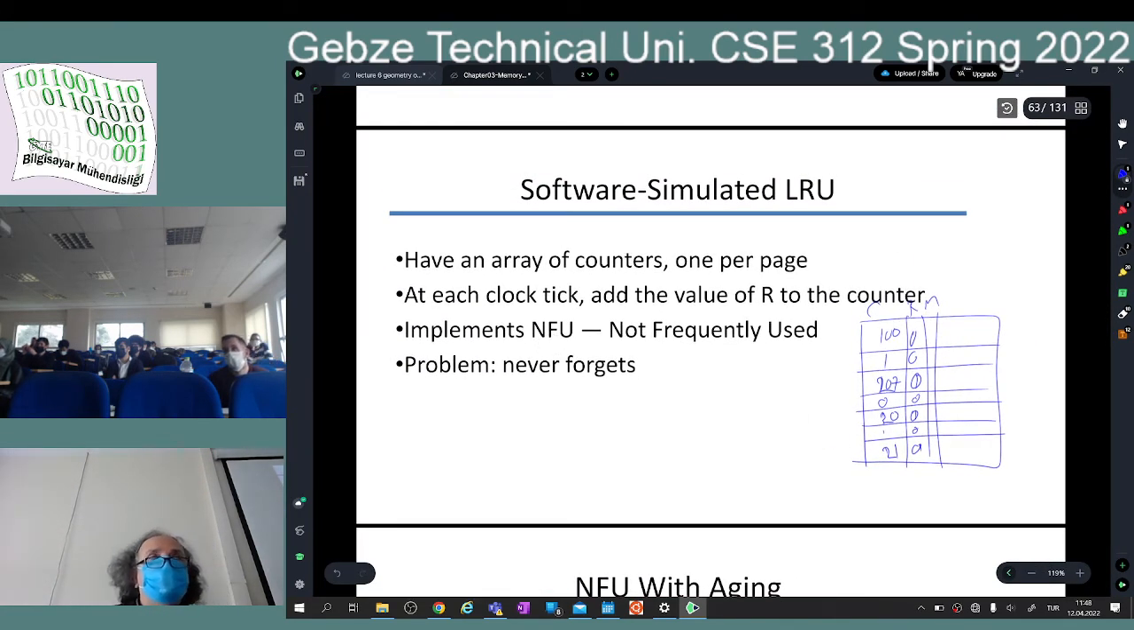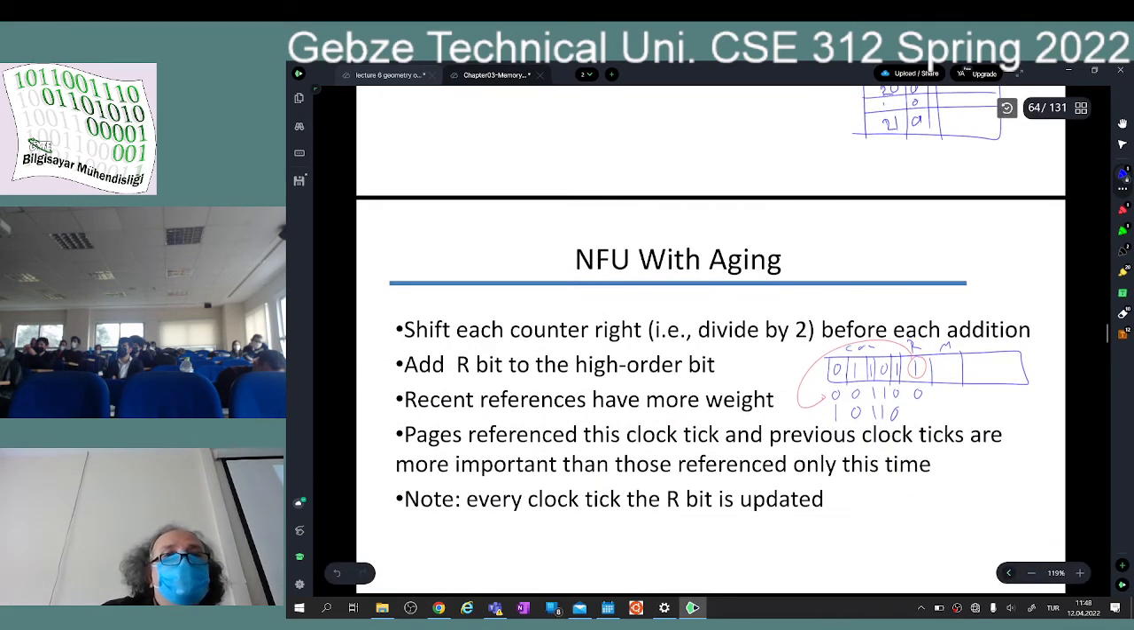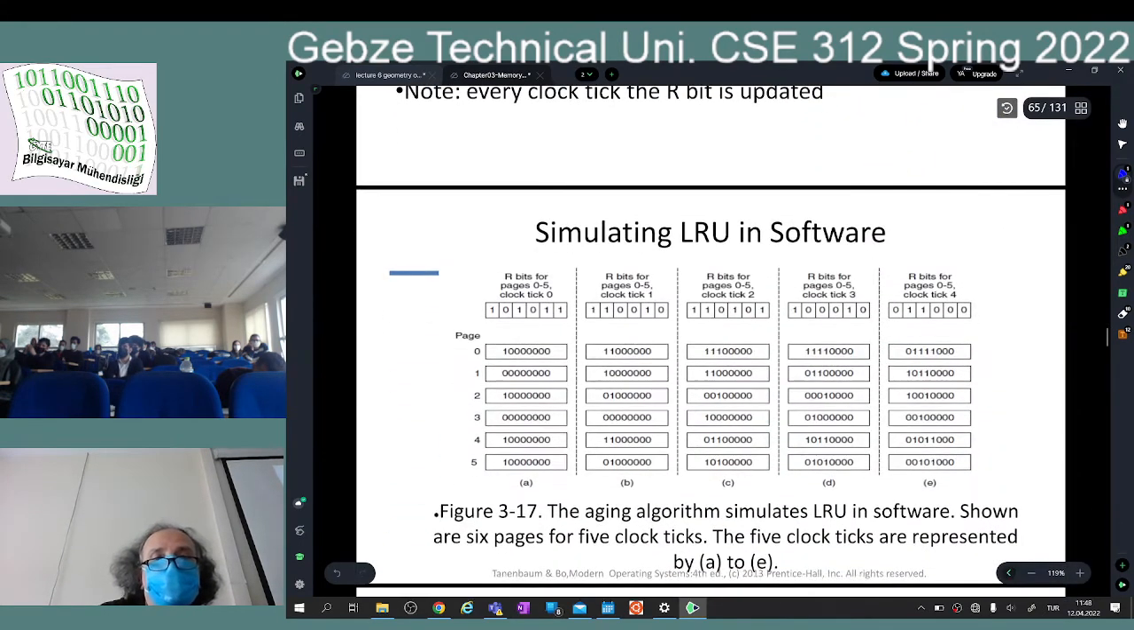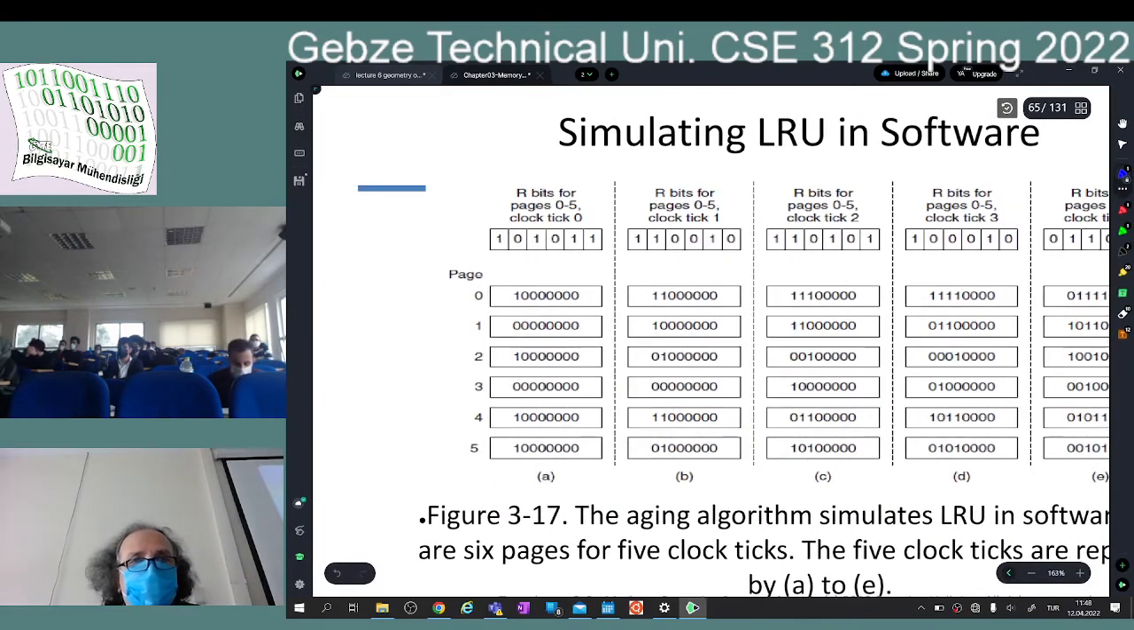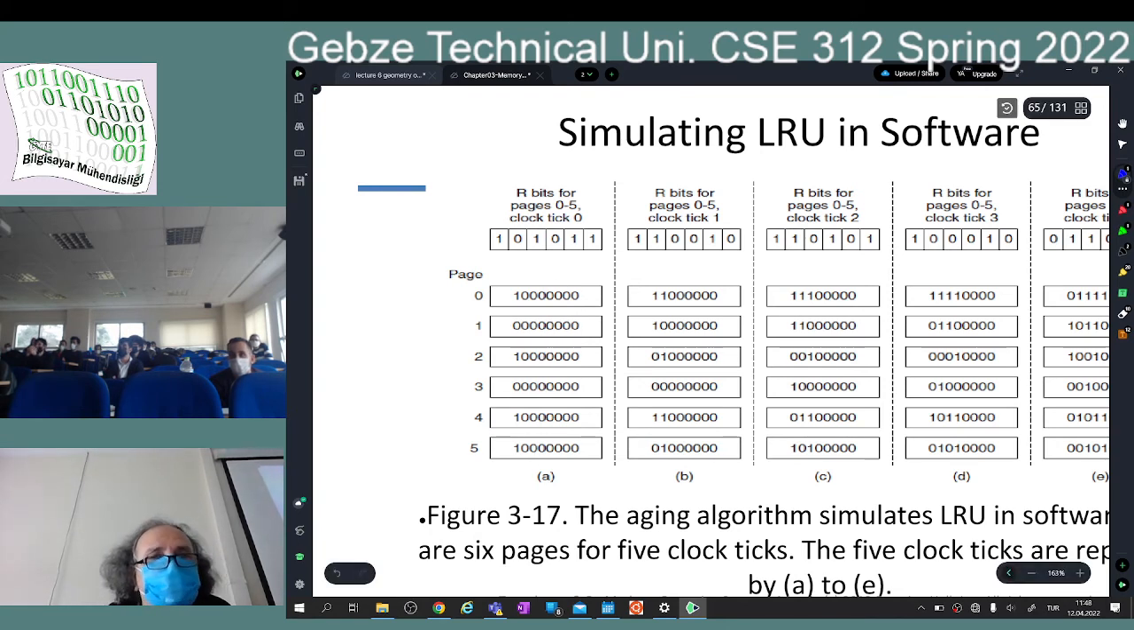It doesn't talk about the time. It talks about how frequently we are accessing a page. So that's NFU. We added this feature to NFU, not frequently used with aging. I shift the bits to the right. I divide the counter by 2, and I make this R bit the most significant bit of it. So there is an example here. Let's say for each page, I have a total of 6 pages, and these are the counters for the pages.